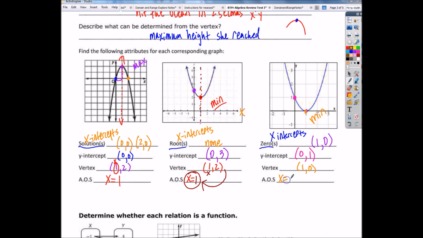And axis of symmetry, without even drawing a line. I don't even have to draw the line because I always steal the vertex's x. X equals 1. Of course, it goes right through the vertex where the x is 1. Very, very easy there, folks. Sometimes there's no x-intercepts. Sometimes there's one x-intercept. Sometimes there's two x-intercepts. Those are your three options when it comes to quadratic graphs.